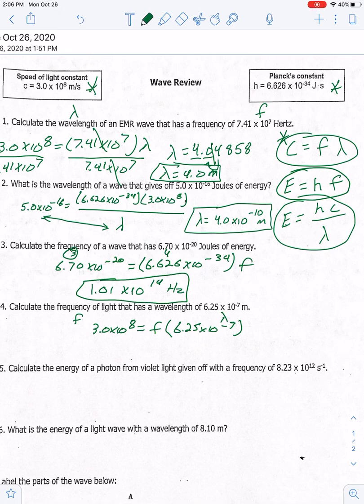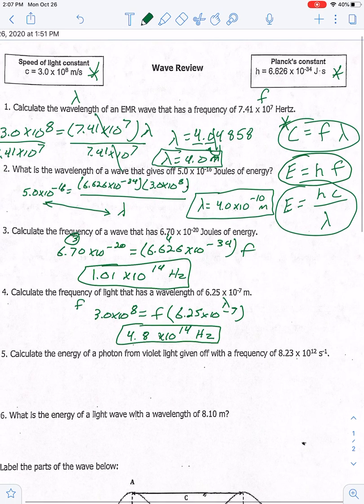Okay, let me check my calculator again. Sorry, I'm having some errors here. So 3 to the 8th power divided by 6.25 e to the negative 7. Okay, and my answer, I get 4.8 times 10 to the 14th power. We're talking about frequency, so my units for frequency are hertz, and so that is my answer.